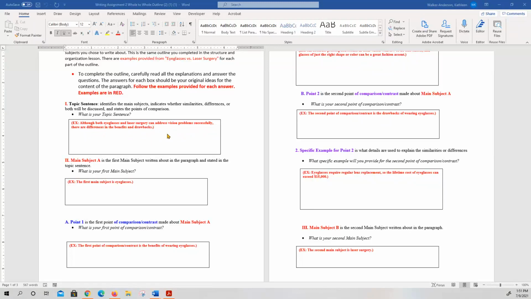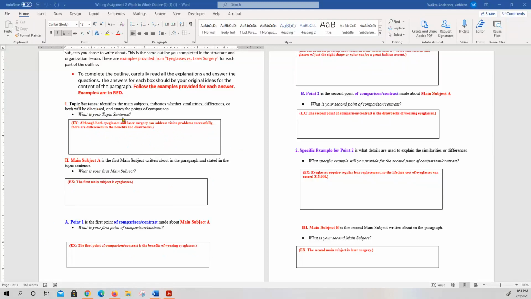So in the red, it follows this example through. In each one, it's going to give you an example of what your answer is supposed to look like based on this example paragraph. Now, what I'm going to do is do a different subject than the example that's given. So we're going to do fiction versus nonfiction.